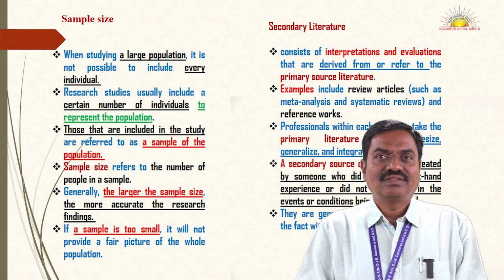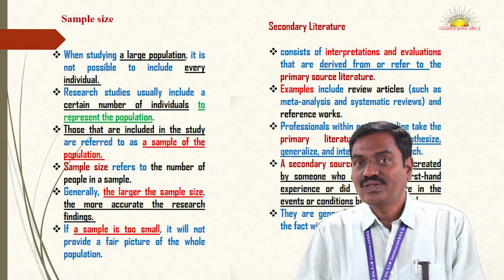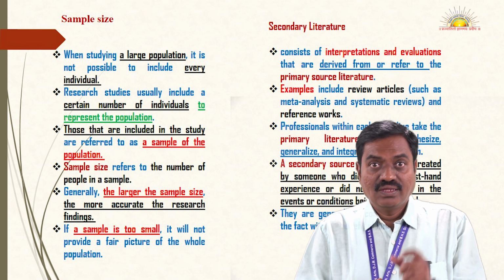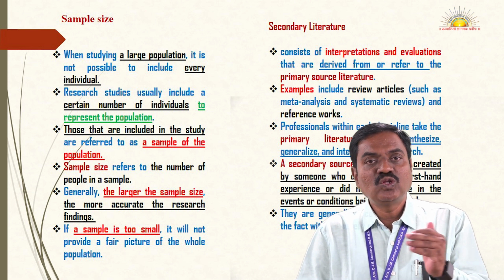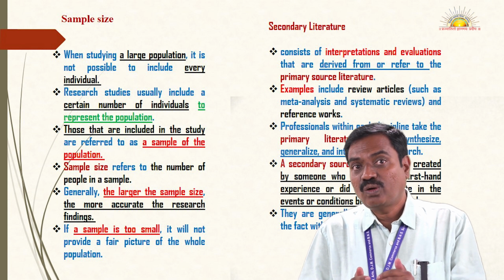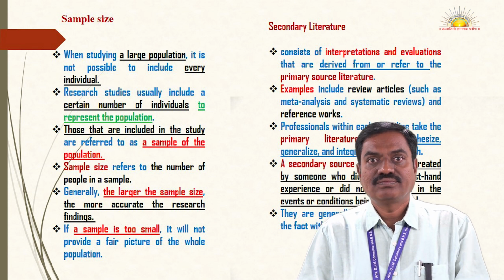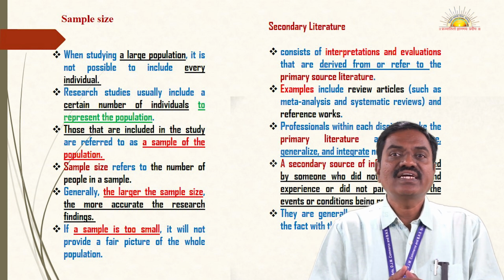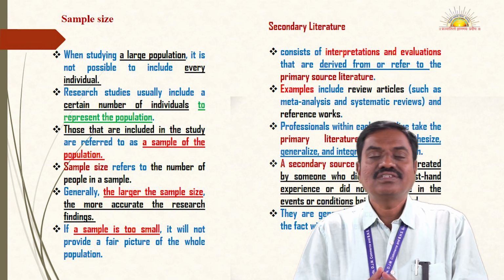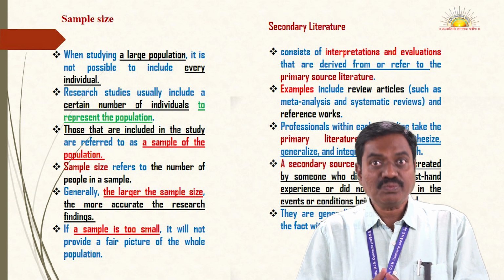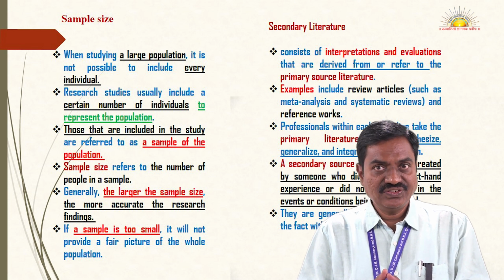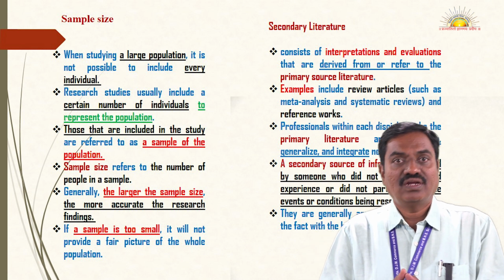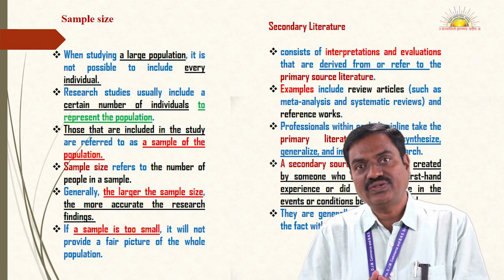Generally, the larger the sample size, the more accurate the research findings are. If a sample is too small, it will not provide a fair picture of the whole population. Now we shall go ahead with the next term, that is secondary literature. The term secondary literature consists of interpretations and evaluations that are derived from or refer to the primary source literature.